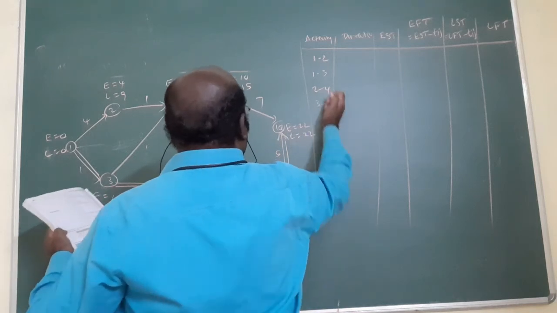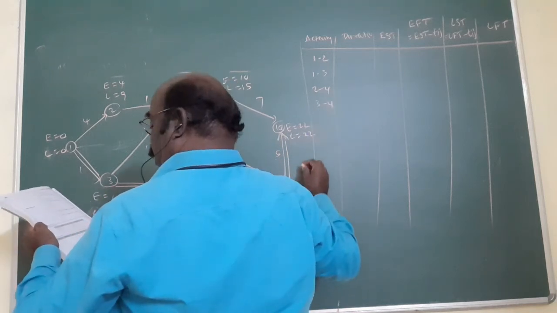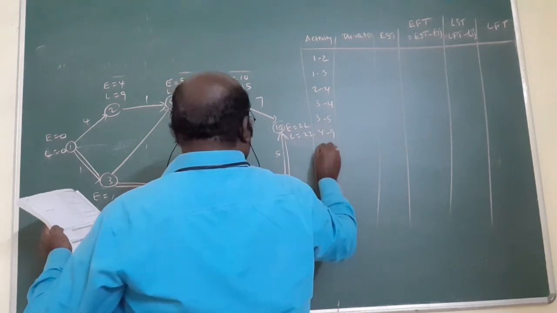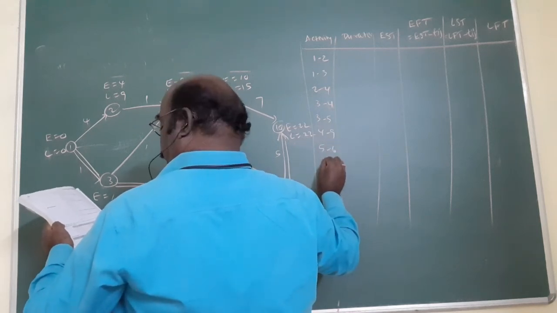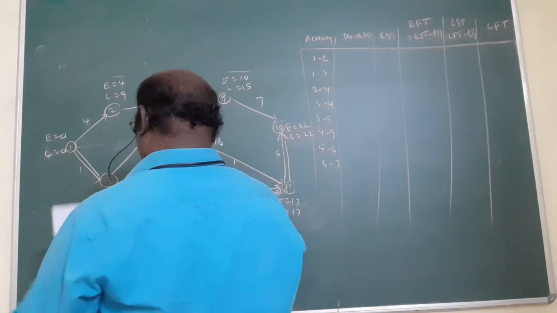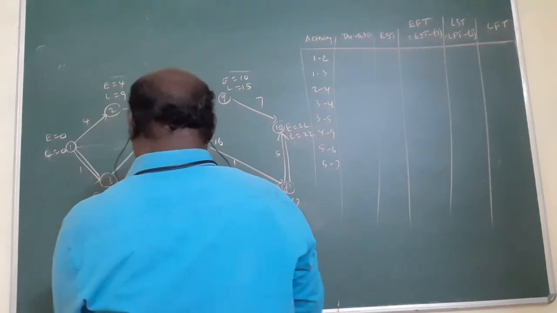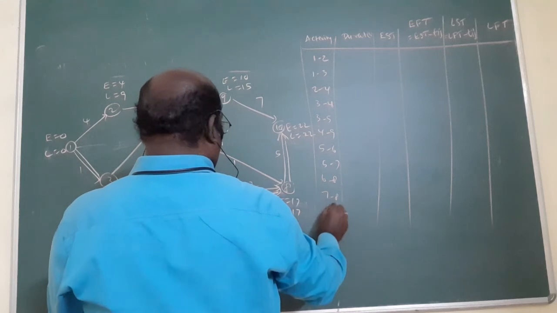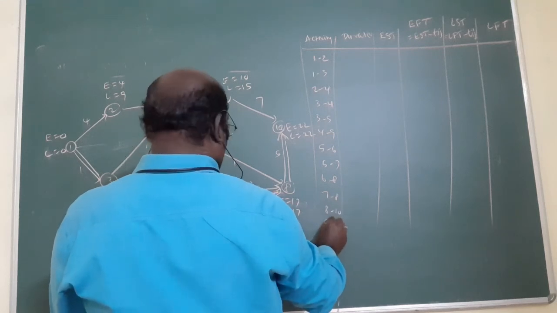This is a question actually. 3 to 4, 3 to 5, 4 to 9, 5 to 6, 5 to 7. Next, so many numbers are given. 6 to 8, 7 to 8, 8 to 10, 9 to 10.